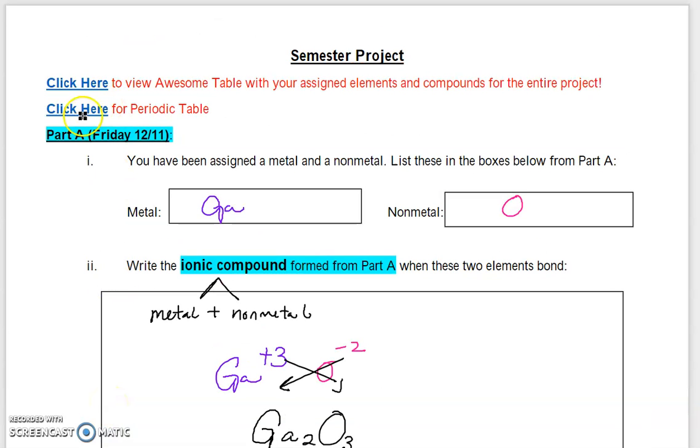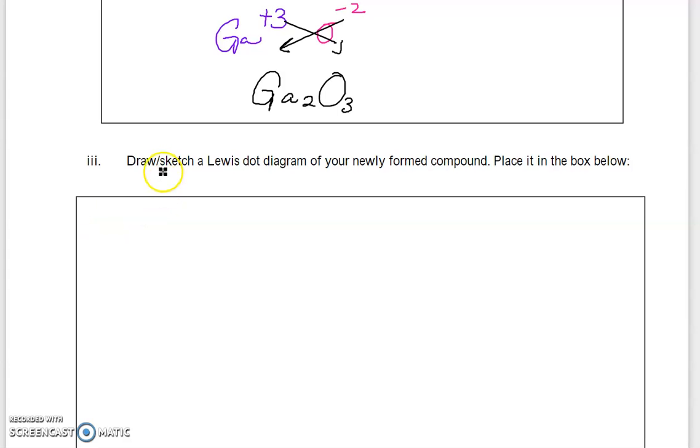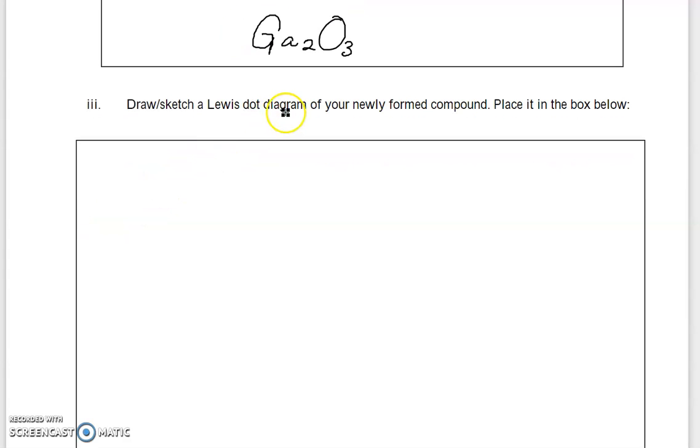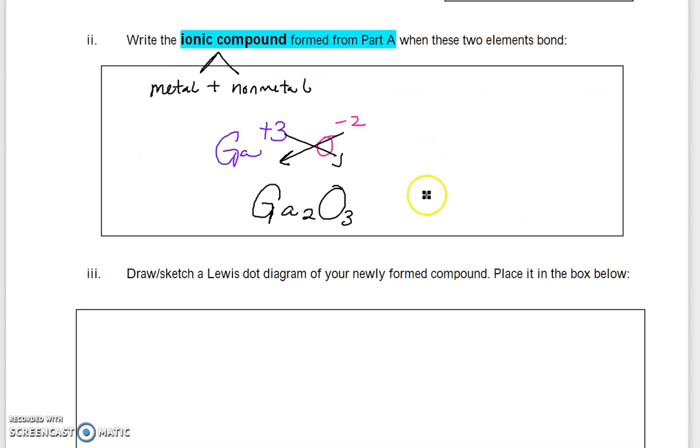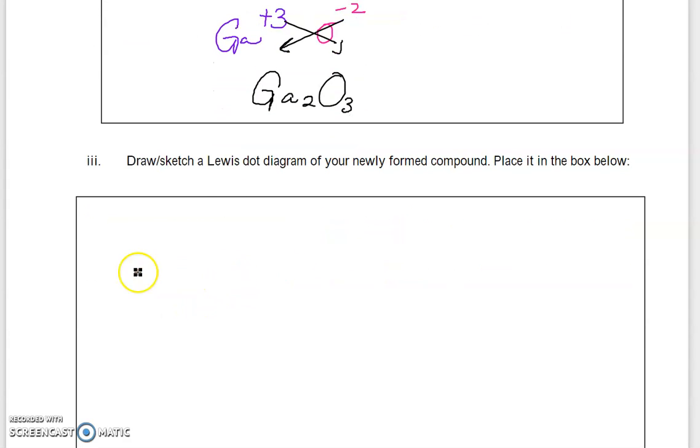Okay, so for part A, number 3, it says here to draw and sketch a Lewis dot diagram of your newly formed compound. Place it in the box below. Okay, so we just made this new ionic compound. Remember, you have your own example. This one is mine. And we're going to do a Lewis dot structure from it.